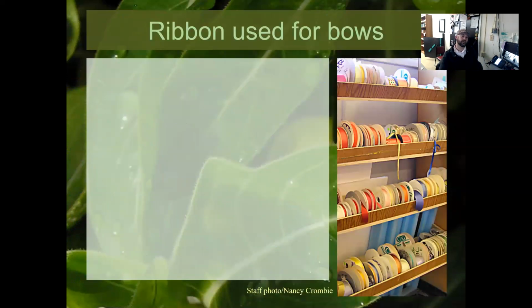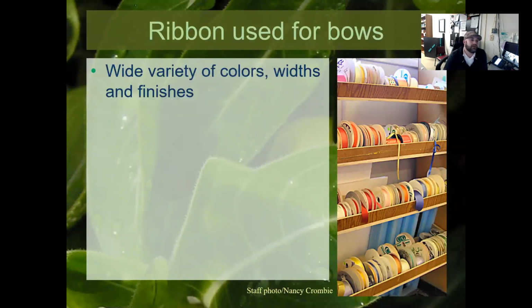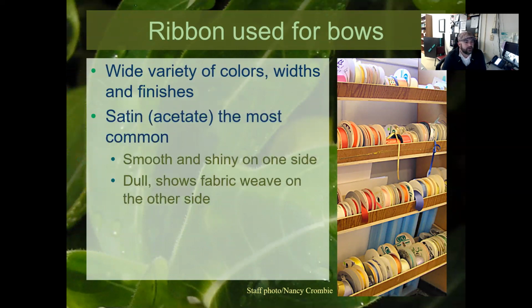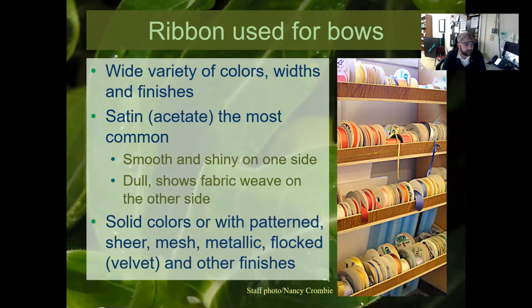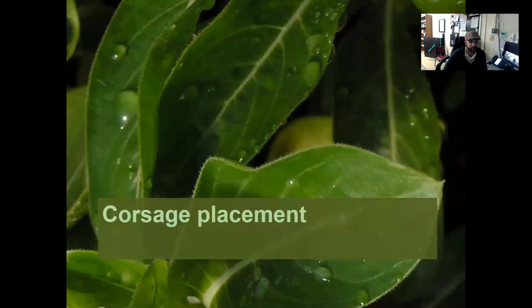Now, ribbon for corsages. Ribbon is used for bows, in a wide variety of colors, widths, and finishes. Satin or acetate are the most common. Smooth and shiny on one side, dull on the other side, showing the fabric weave. Solid colors or with patterns, sheer, mesh, metallic, flocked, velvet, and other finishes.